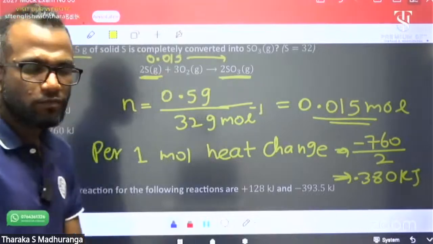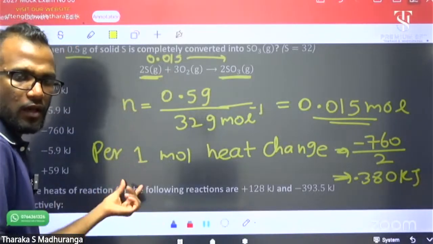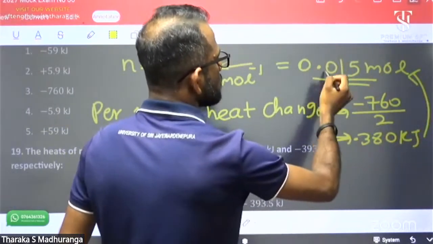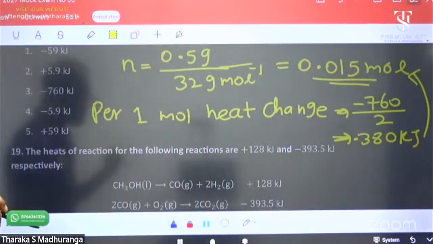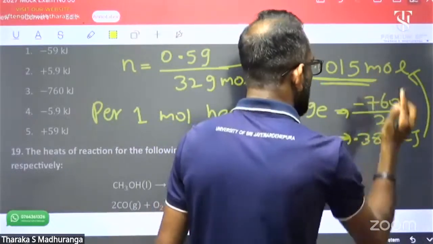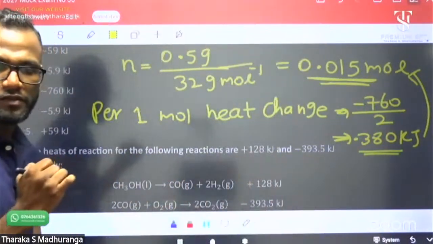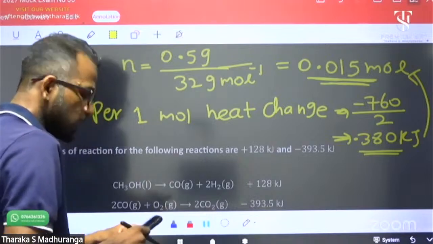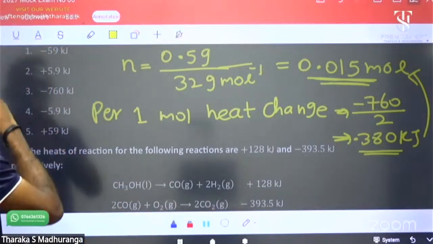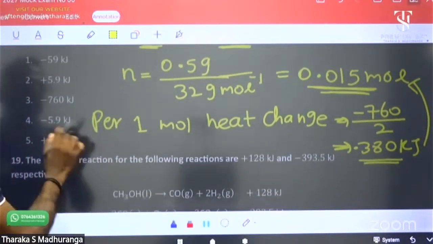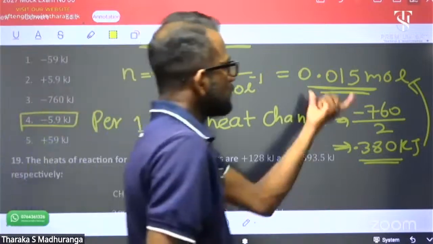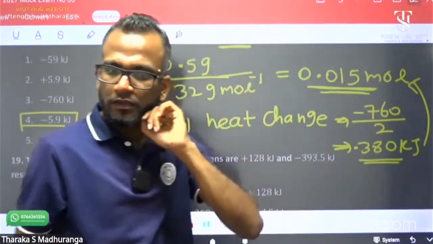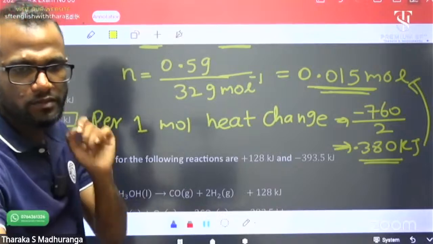380 into 0.015. Minus 380 into 0.015, then you can get for this amount of moles. For 1 mole, it is minus 380. Multiplying, it is minus 5.7, right? Approximately minus 5.9, because this is not the exact answer, no? I think, yeah, minus 0.015625. Yeah, good.